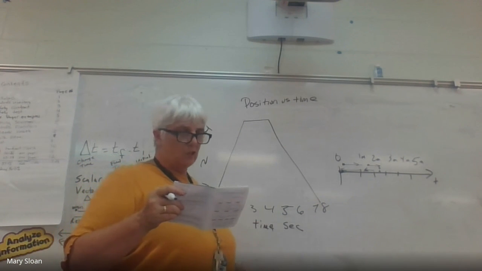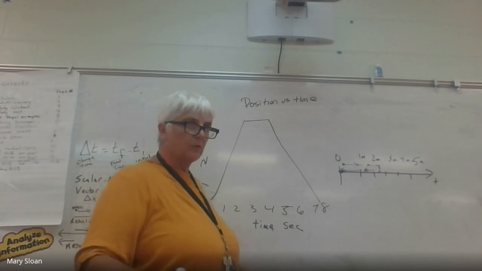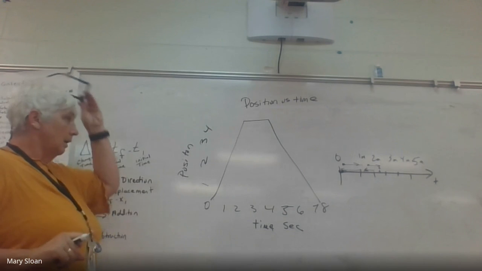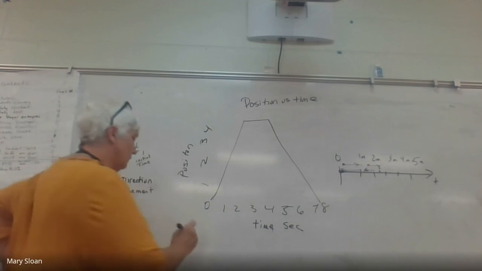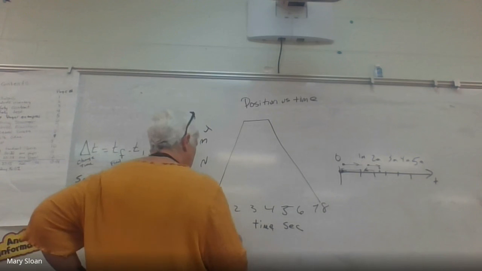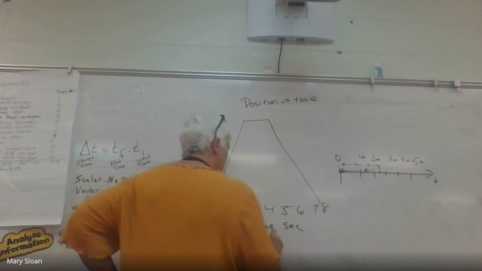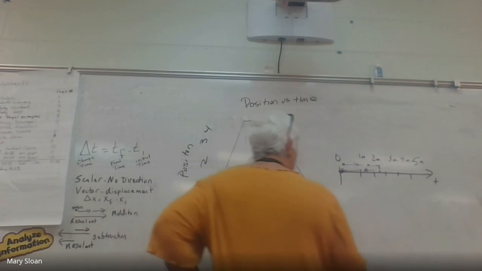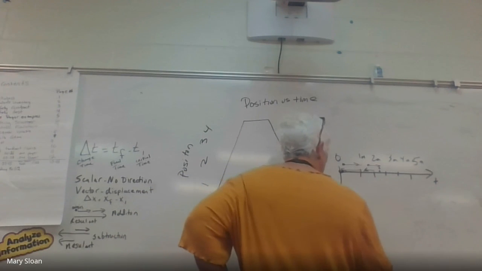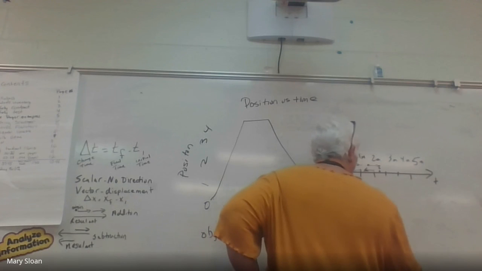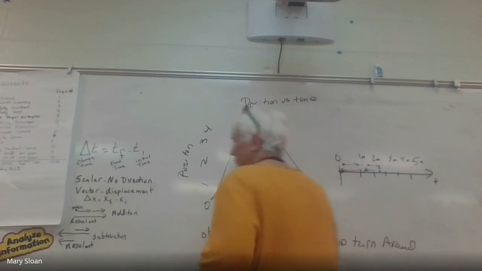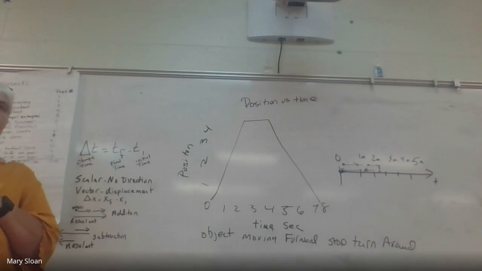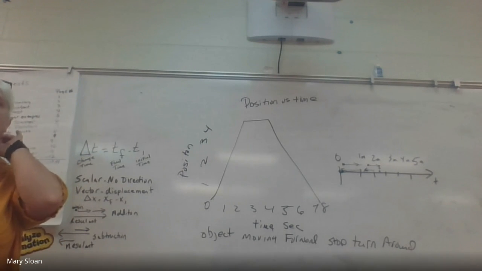So the thing says, describe the motion of the objects in words. So what's going on? The object's moving forward, right? Object moving forward. They stop and they turn around. Does that make sense? Is everybody good so far?